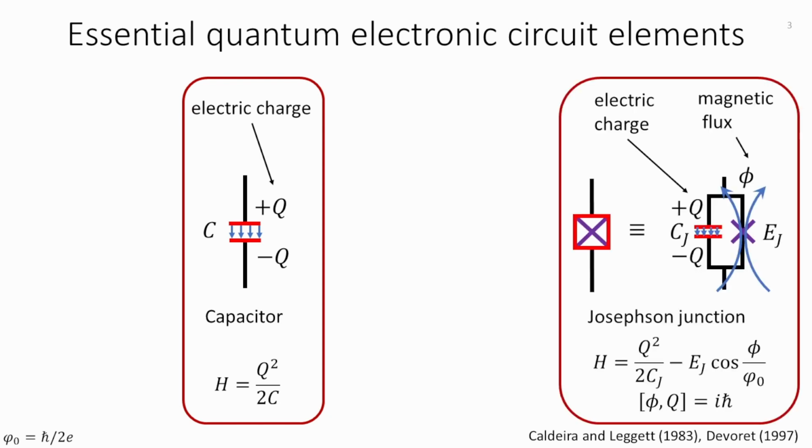The second element will play a very important role in our talk. It is the Josephson junction. You can think of this as a parallel circuit of a capacitor and a nonlinear inductor. So the Hamiltonian now has two terms. The first is the electrical energy in the capacitor, and the second is the magnetic energy in the nonlinear inductor. The form of this potential comes from the Josephson effect. Now what is very important is that φ and Q are not classical c-numbers anymore. They are quantum operators, and they obey commutation relations.